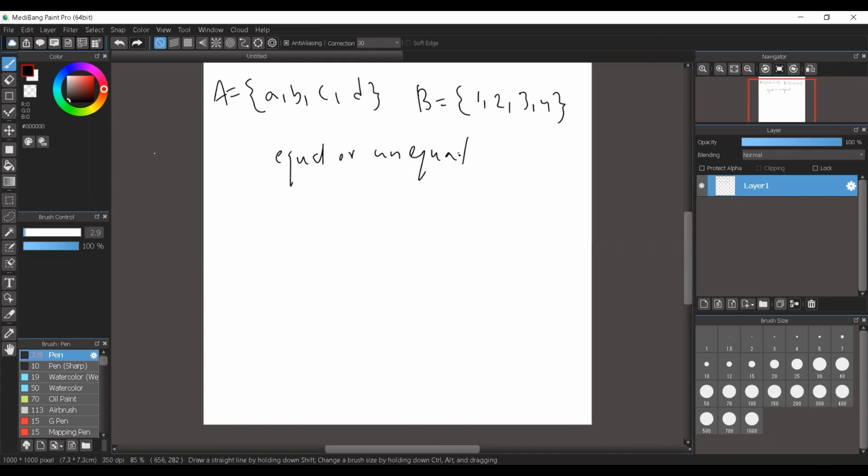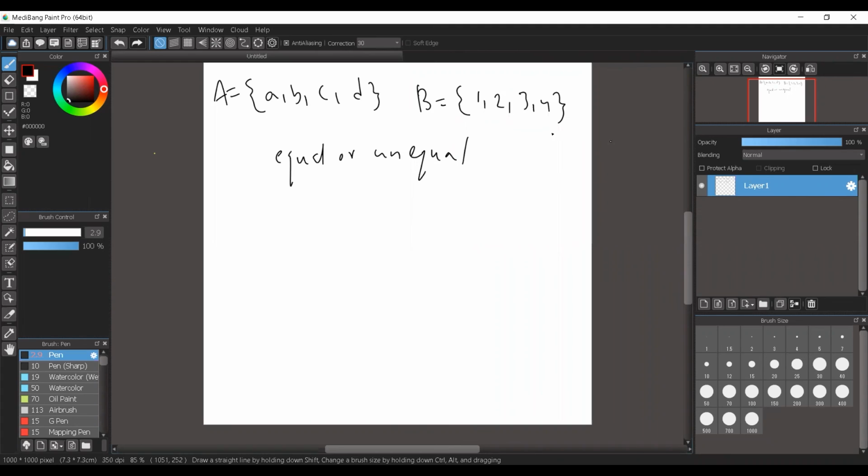Who can answer? They don't seem equal. Why don't they seem equal? What makes them equal sets? If A has the elements A, B, C, D, and B also has the elements A, B, C, D, then it is equal. The number of elements is the same, but still they are not equal because they don't have similar elements. They are unequal because the elements are not similar.